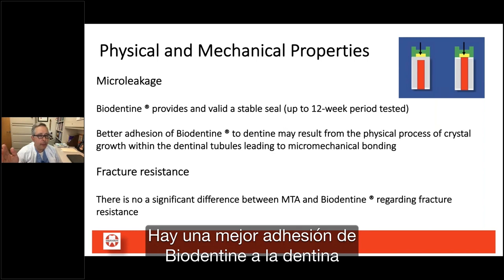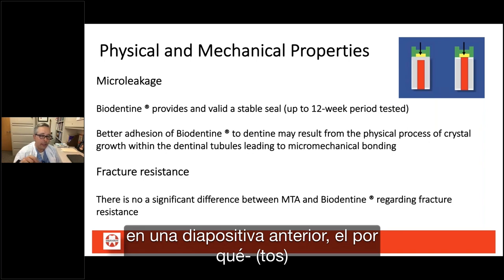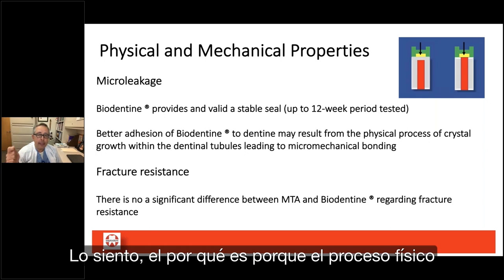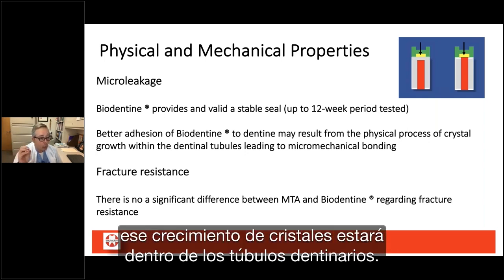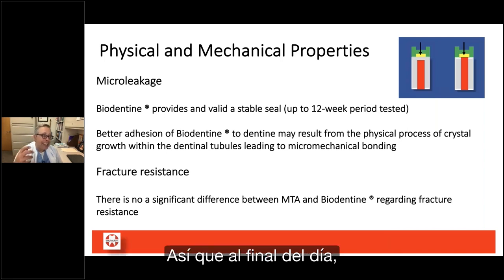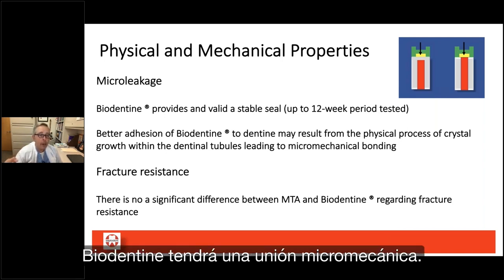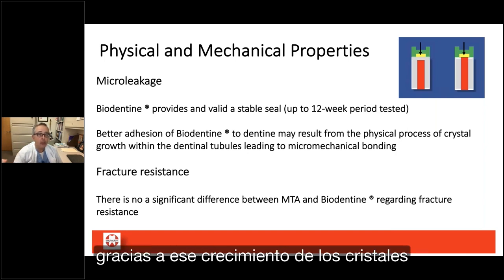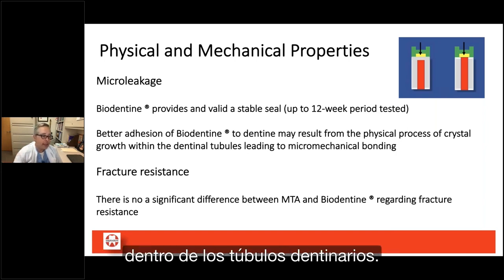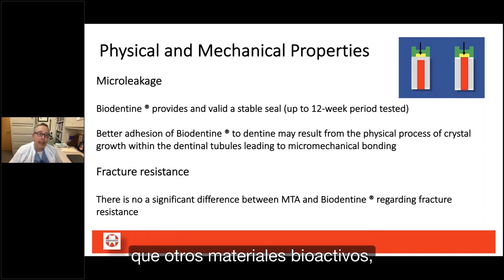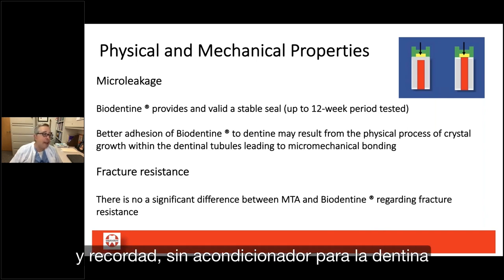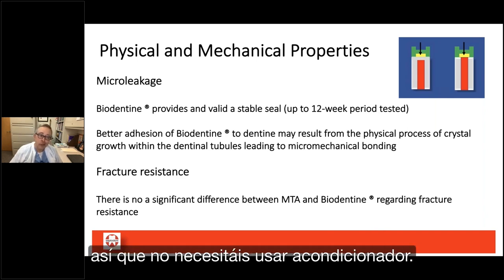There is better adhesion of Biodentine to the dentin, and this is what I promised in a previous slide, the why. I'm sorry. The why is because of the physical process of the crystal growth within the Biodentine; that crystal growth will be within the dentinal tubules. So at the end of the day, Biodentine will have a micromechanical bonding with the dentin, thanks to that growth of the crystals within the dentinal tubules. That will create a better adhesion of Biodentine than other bioactive materials. And remember, no conditioner to the dentin, so you don't need to use conditioner.